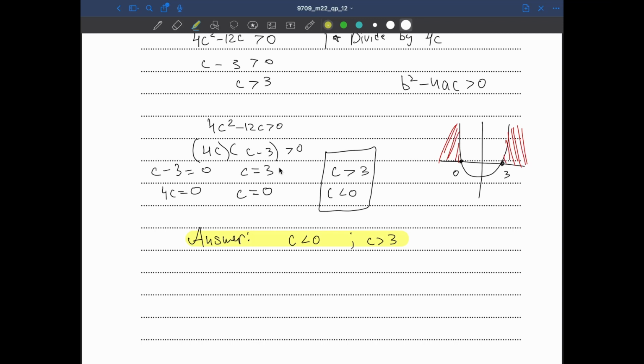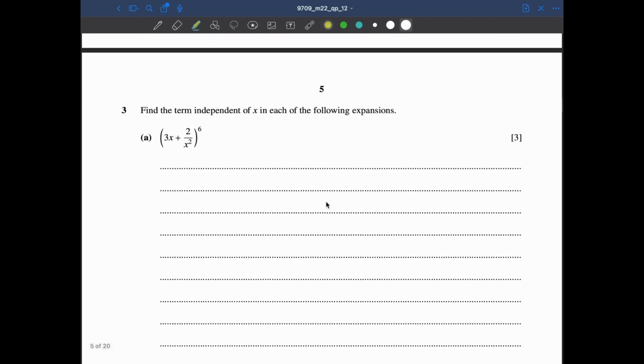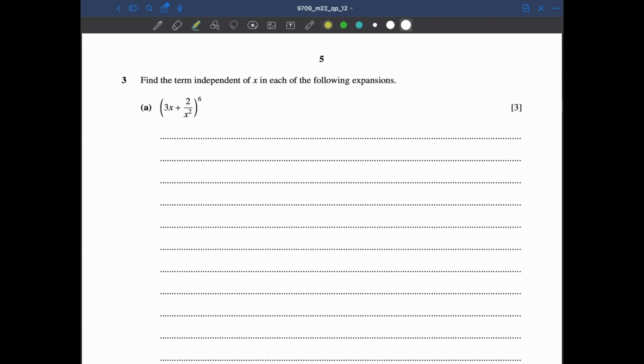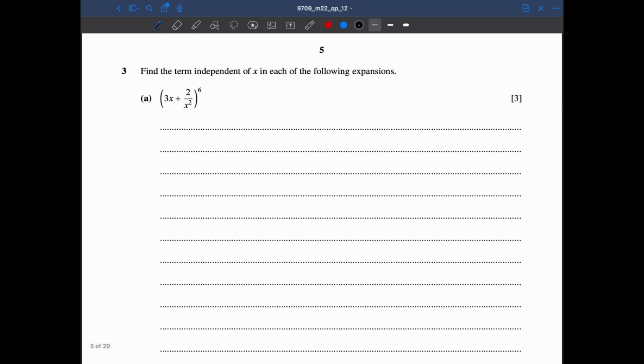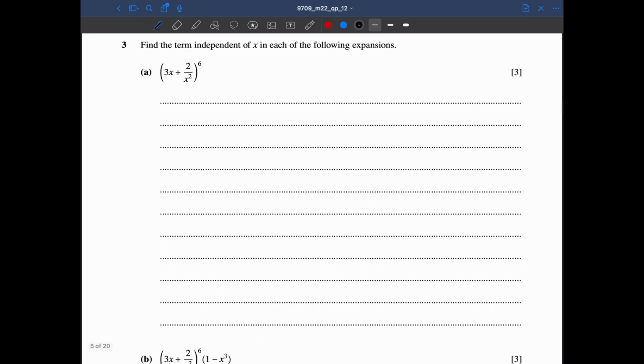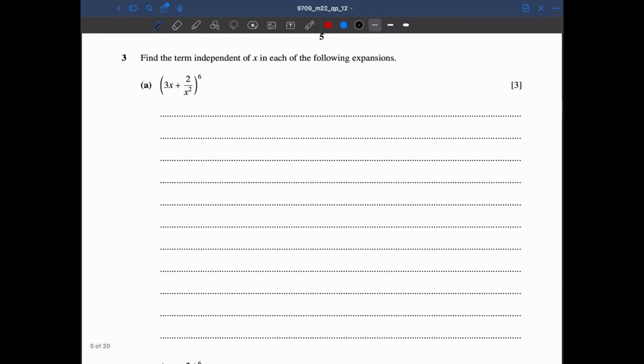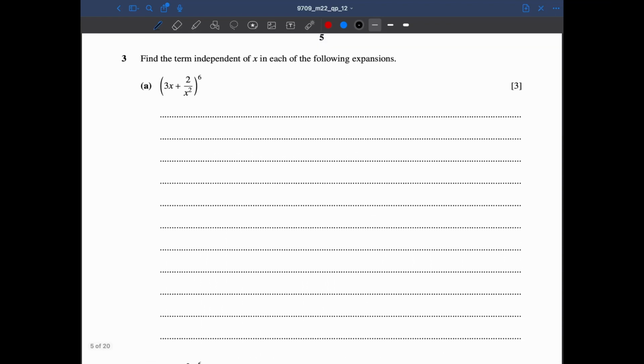Now, let's move to the next question. All right. This is a binomial expansion question. These can be quite hard and can take some time, but in such questions my tip is to basically take your time, don't rush. Find the term independent of x in each of the following expansions.